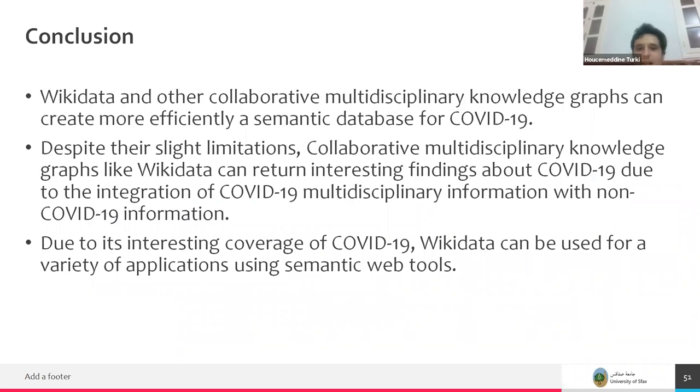The conclusion. Wikidata and other collaborative multidisciplinary knowledge graphs can more efficiently create a semantic database for COVID-19. Despite their slight limitations, collaborative multidisciplinary knowledge graphs like Wikidata can return interesting findings about COVID-19 due to the integration of COVID-19 multidisciplinary information with non-COVID-19 information. Due to the interesting coverage of COVID-19 in Wikidata, it can be used for a variety of applications using semantic web tools.